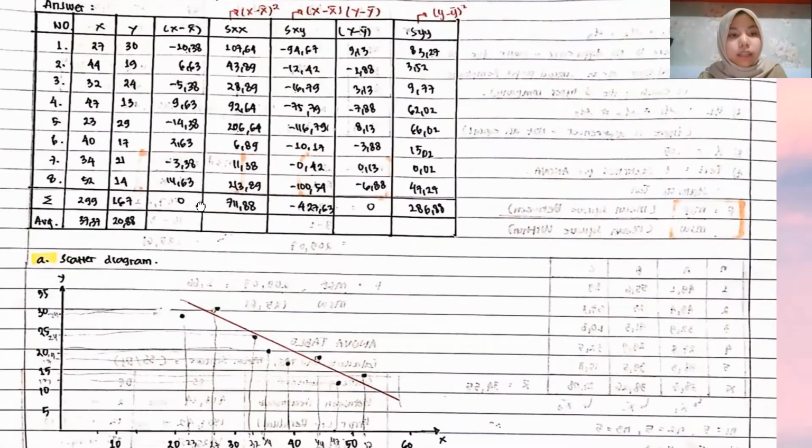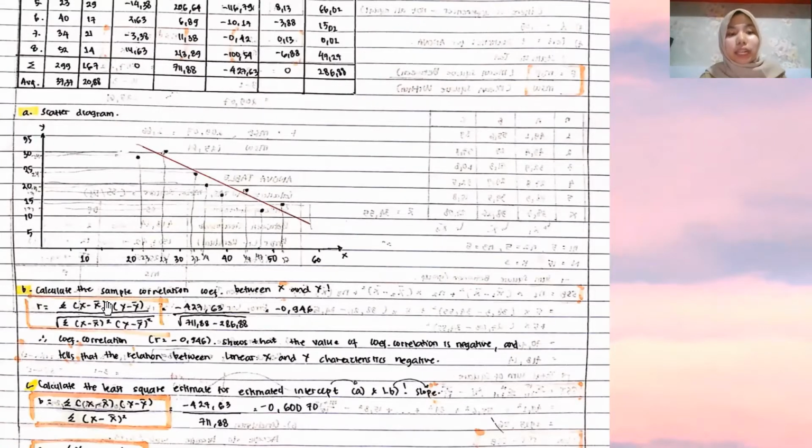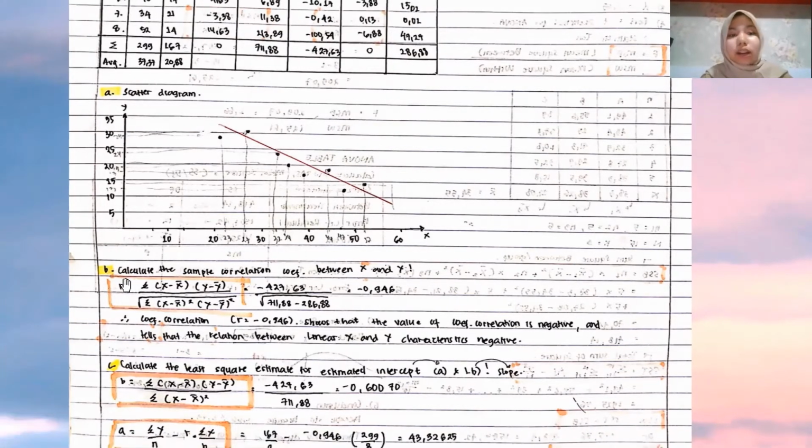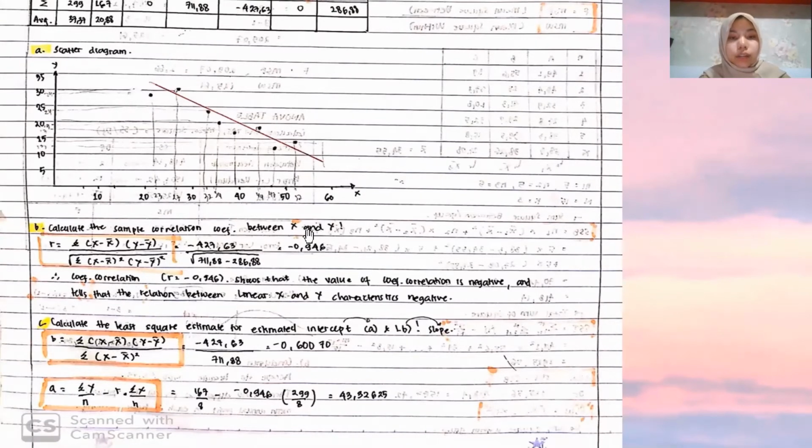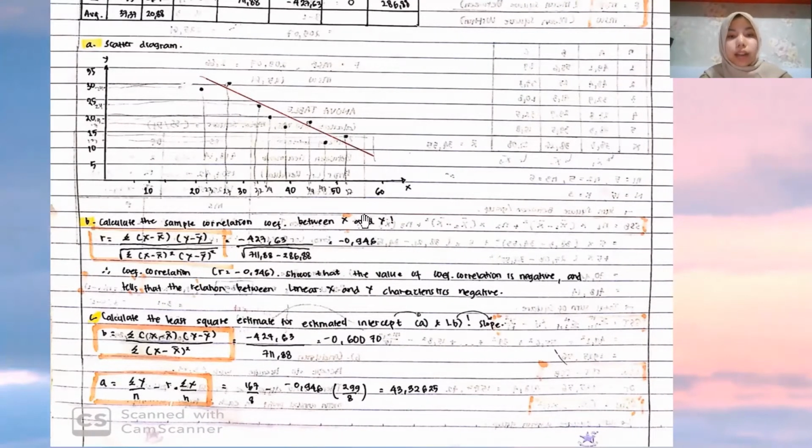After making the scatter diagram, we need to calculate the sample correlation coefficient between x and y. In other words, they ask about R. R is the sum of x minus x bar times y minus y bar, over the square root of Sxx times Syy. So this is the calculation and we get minus 0.946. Because we got a negative value, it shows that the correlation coefficient is negative, and it tells that the relation between x and y is negative.